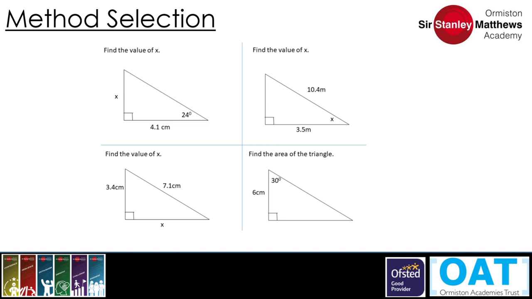Now, the main one is AO3, which is where typically students will struggle. That's what we do a lot of work on in lessons, which is called method selection. Here, for example, these questions all look very similar, but they're very different skills. They could be trigonometry, Pythagoras, or neither.